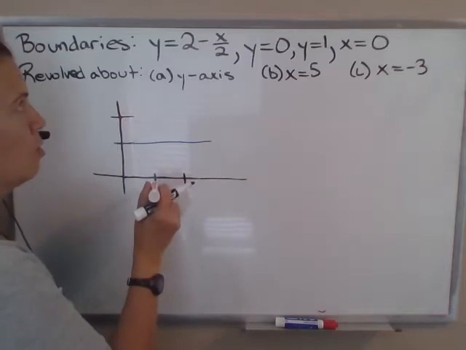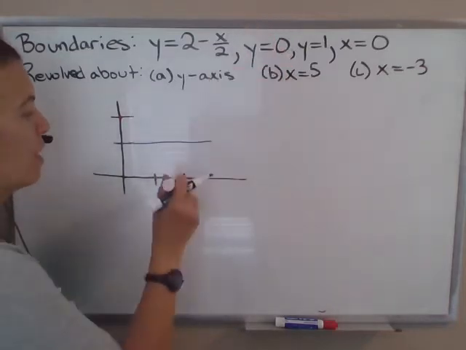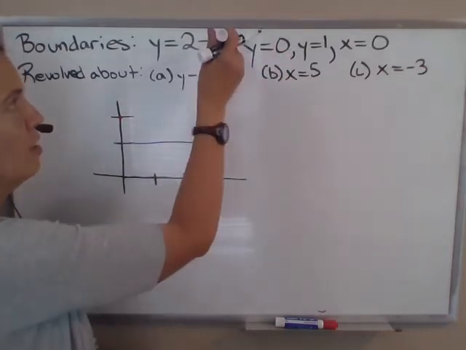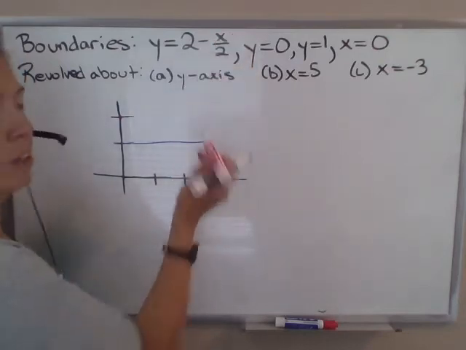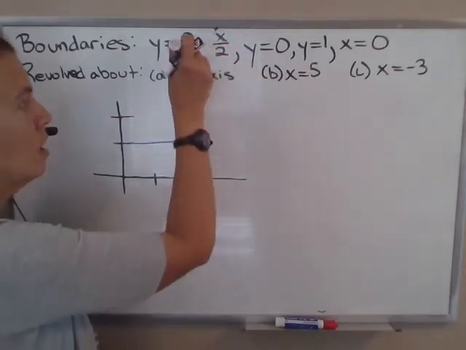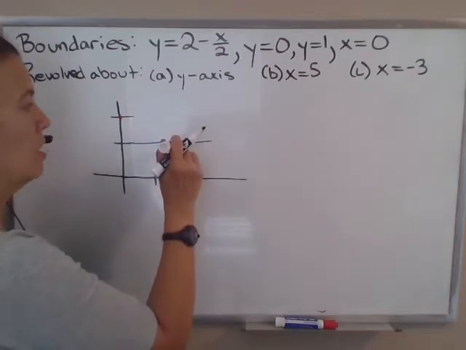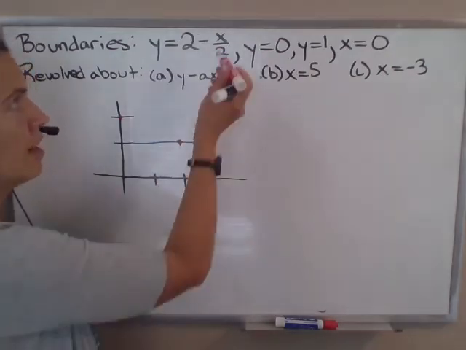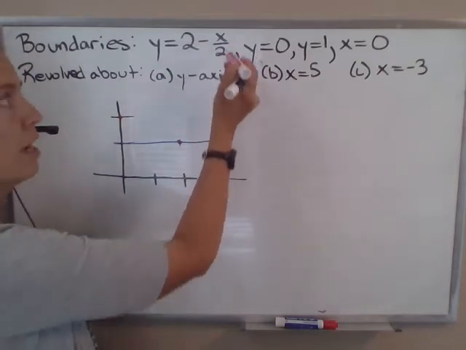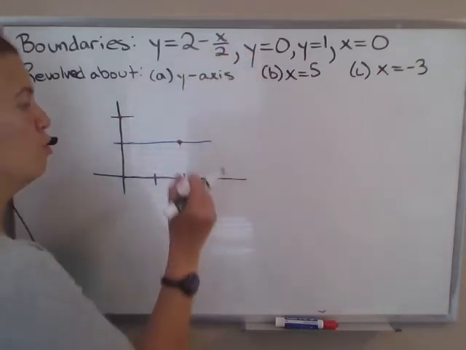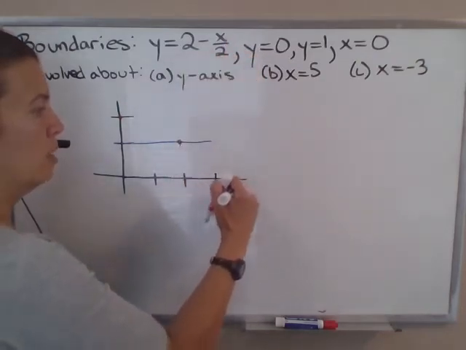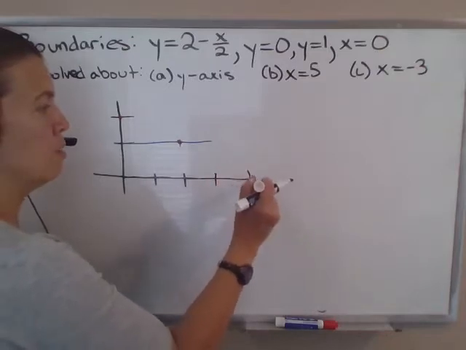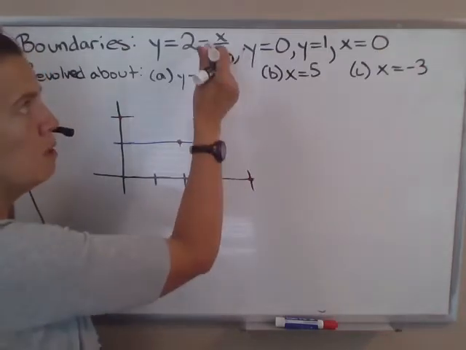If x equals 1, well, I don't really want to mess with that. If x equals 2, then I have 2 minus 2 over 2. So I'll have 1. So that's actually going to be a point of intersection right here. And if x equals 4, then I have 4 over 2 here, which is 2. So 2 minus 2. When x equals 4, y will be 0. And the slope here is negative 1/2.